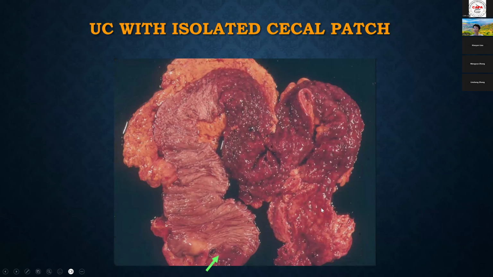And we always say Crohn's disease has skip lesions and UC is always continuous. But in this setting, you can see here on the left colon there's a diffuse erythema, right? And then ulceration. And then you have a normal right colon. Then on the cecum, you can see an ulcer again. So this is so-called ulcerative colitis with isolated cecal patch. So although you do see skip lesions, this patient is still ulcerative colitis, and biologically it follows UC.